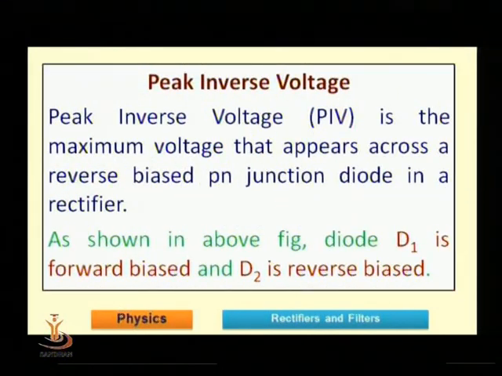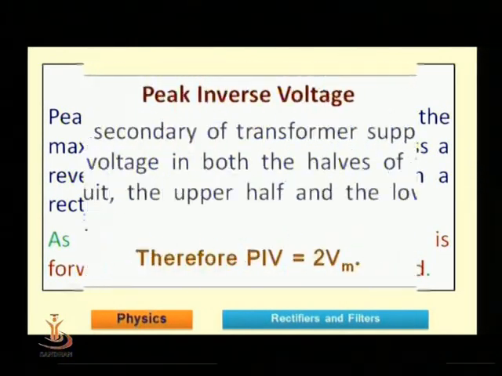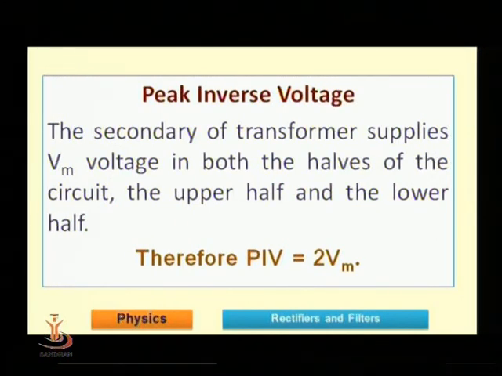So as we have studied the peak inverse voltage in the half wave rectifier, let me try to see the same in a full wave rectifier. Peak inverse voltage is the maximum voltage, as I told you, that appears across a reverse biased PN junction diode in a rectifier. As shown in the above figure, D1 is forward biased and D2 is reverse biased. The secondary of the transformer supplies Vm voltage in both the halves, upper half and the lower half. Therefore PIV is nothing but 2 Vm.